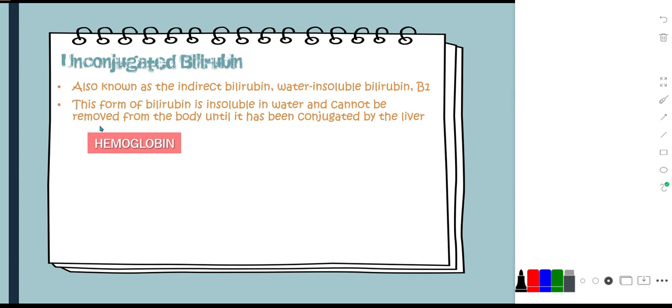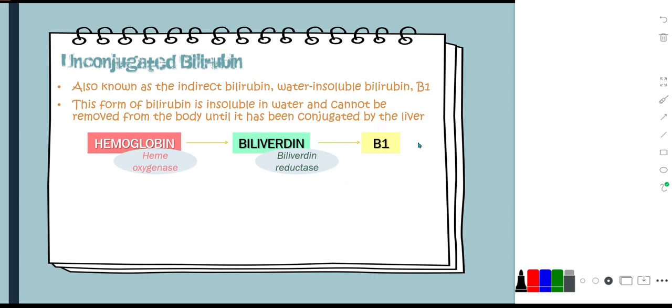So what happens once hemoglobin is already freed during RBC sequestration? This will be acted upon by the enzyme heme oxygenase and converted to your biliverdin. Biliverdin will be reduced to your unconjugated bilirubin through the action of biliverdin reductase. So thus, we have here your B1. So we say again that your B1 or unconjugated bilirubin is the product of hemoglobin breakdown.